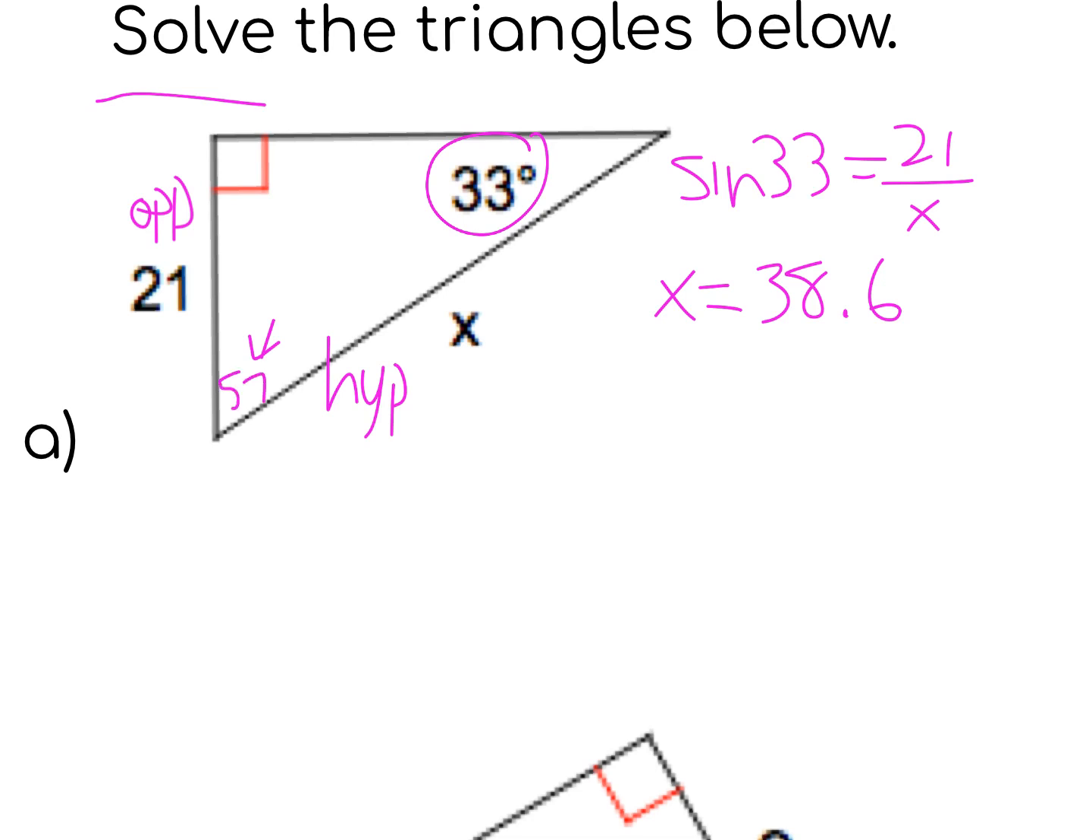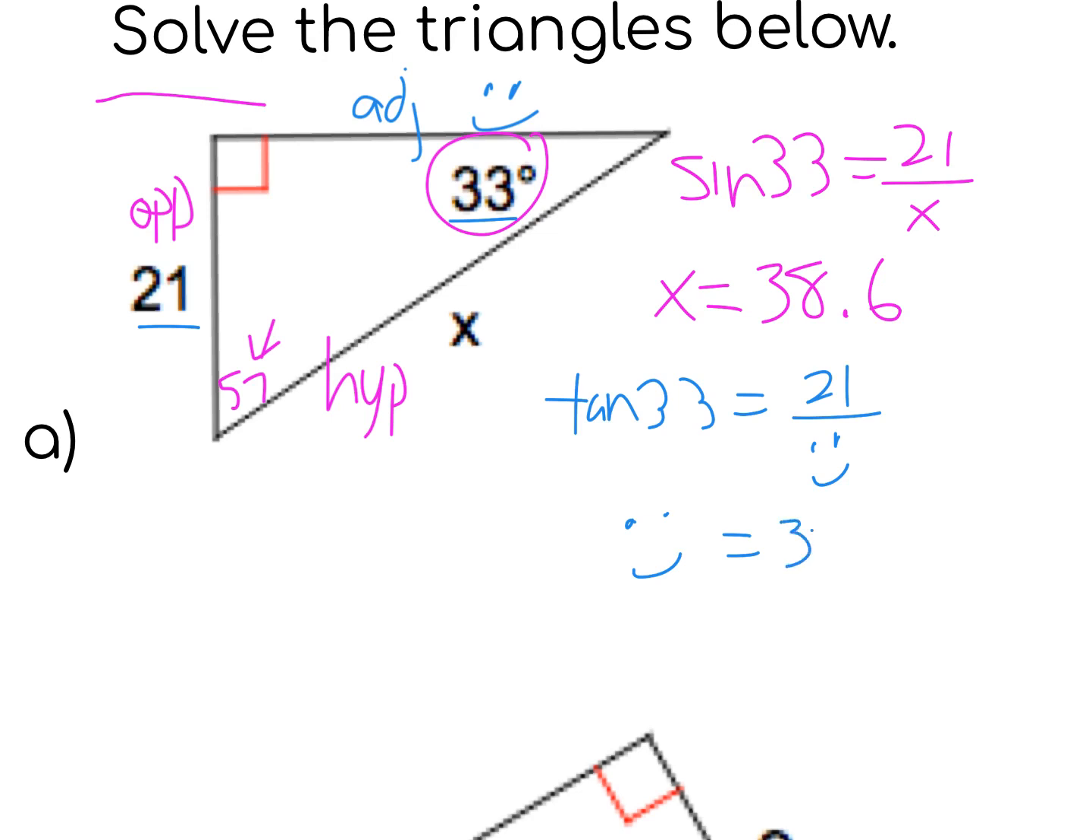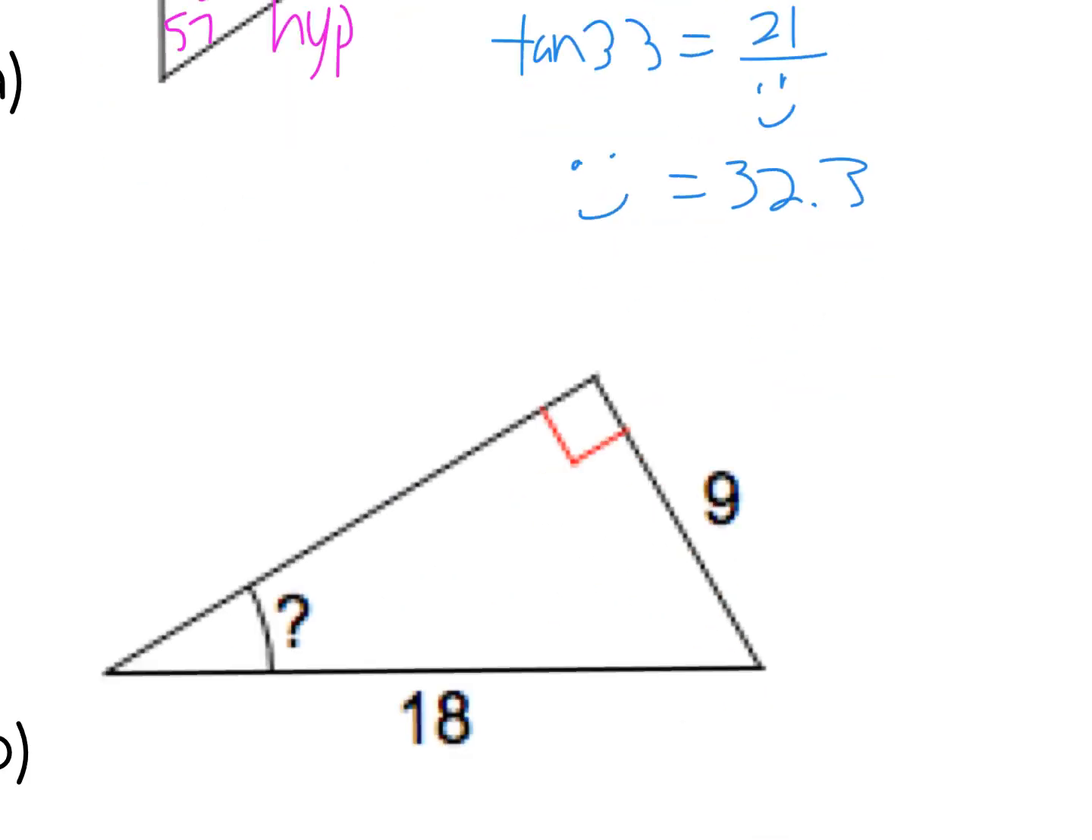And then to find the other missing side, I'm going to use the angle and the opposite, and this is the adjacent, so I'm going to use tangent of 33 is 21 over, I'm going to make that a smiley face for funsies, multiply by smiley face, divide by the tangent of 33, so 21 divided by the tangent of 33, and I get 32.3, and that is all the missing pieces of that triangle.